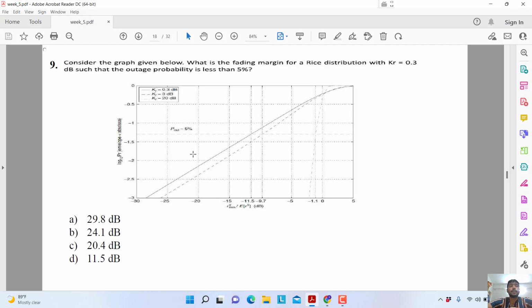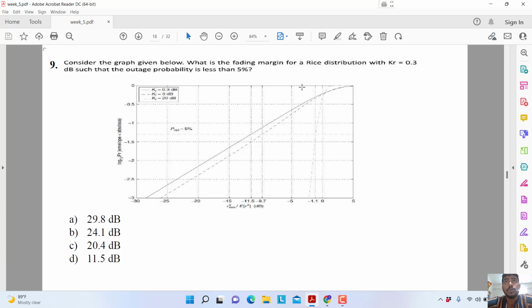Next question is given. Here we have a plot, and the question is: consider the graph given below. What is the fading margin for the Rice distribution with KR, the parameter of the Rice distribution, 0.3 dB? We have three values of KR. First one is 0.3 dB, then 3 dB, and 20 dB. In the curves, for all cases we plotted: this is for 0.3 dB, that is for 3 dB, and that is for 20 dB.